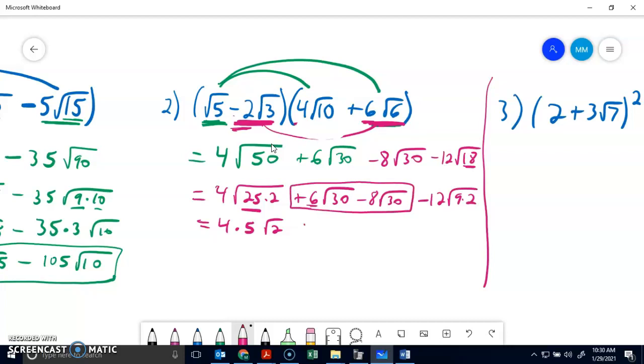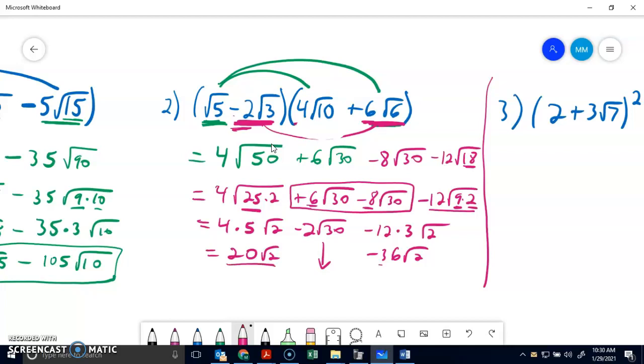So I have 6 square root of 30 minus 8 square root of 30, or negative 2 square roots of 30. And then over here I have negative 12 times the square root of 9, which is 3, and the square root of 2 is still trapped inside. So I actually have more simplifying to do. I get 20 square root of 2 on the outside in the first term, and minus 36 square root of 2 in the last term. We'll bring this down. So I do have like terms here as well. 20 minus 36 is negative 16 square root of 2.